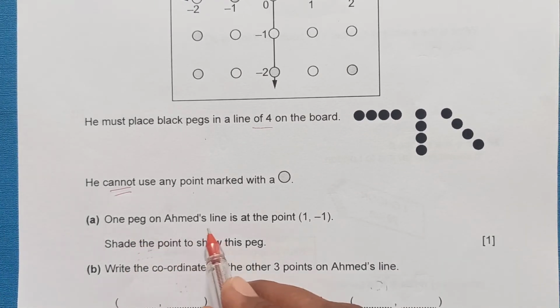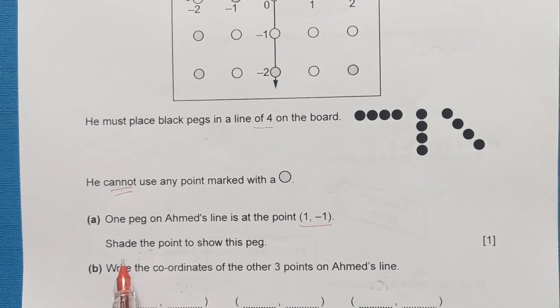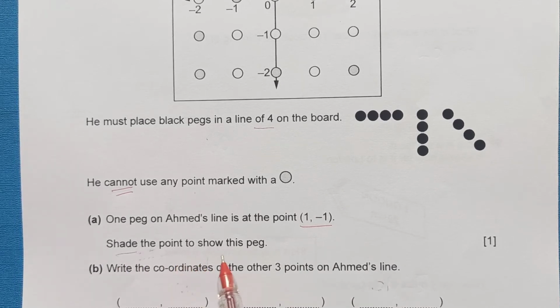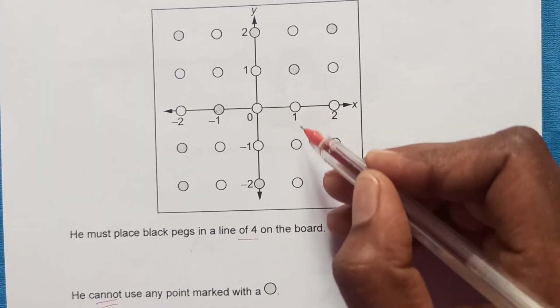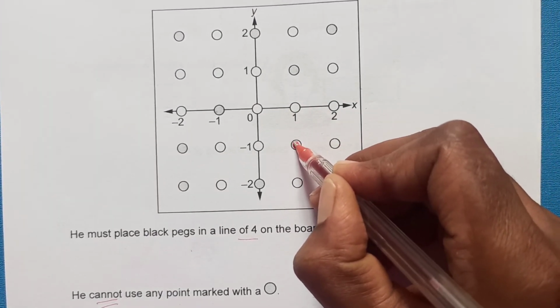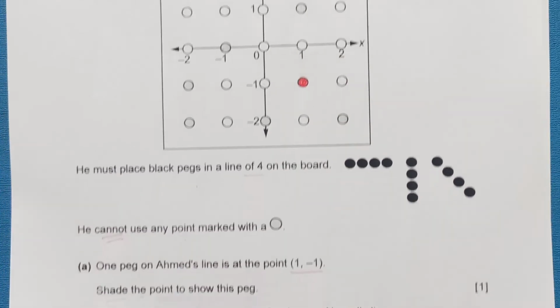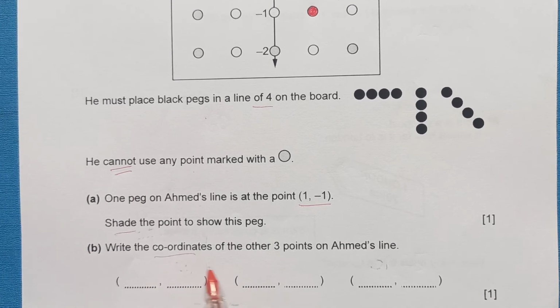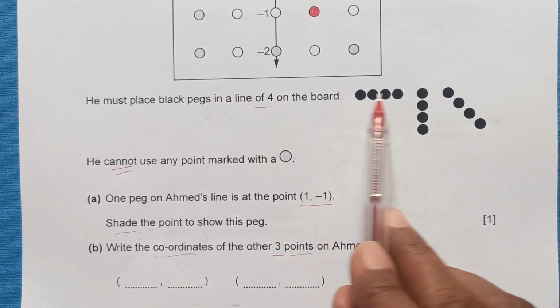One peg on Ahmed's line is at point 1 and -1. Shade the point to show this peg. 1 and -1. X is 1, Y is -1. So this is the point here. Right? Now, second, write down the coordinates of the other 3 points on Ahmed's line. Other 3 points, they should be in a row.